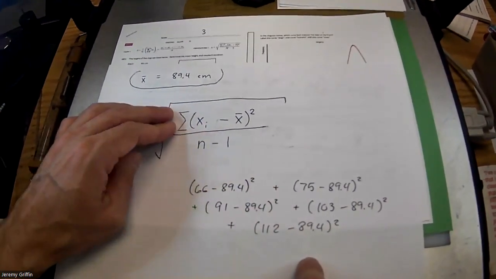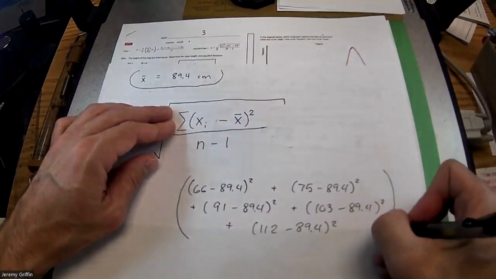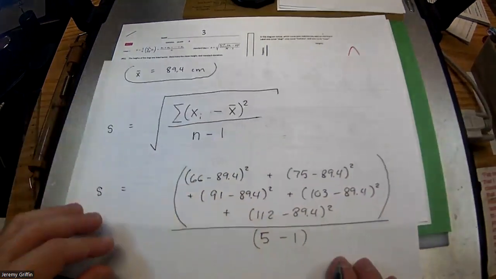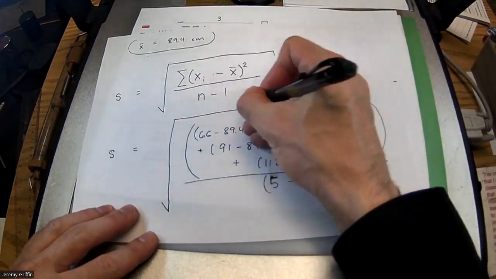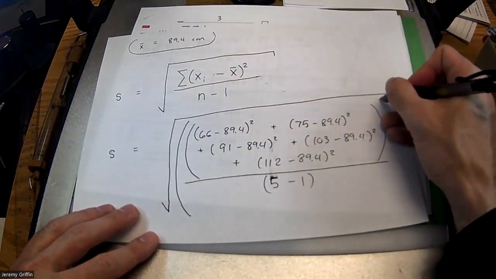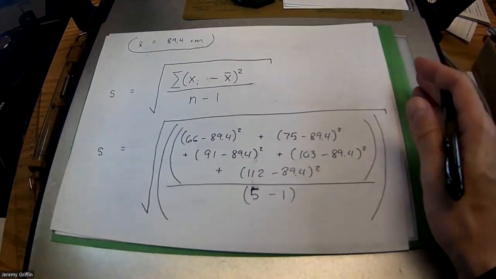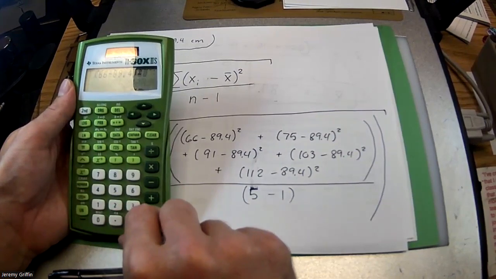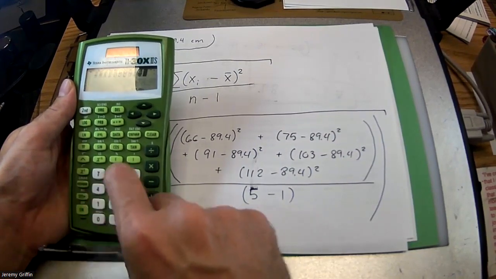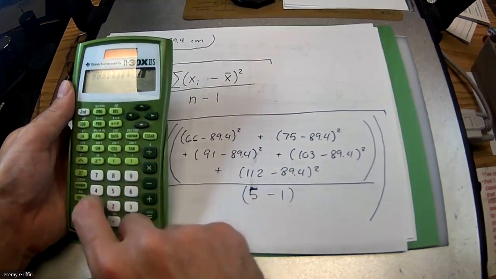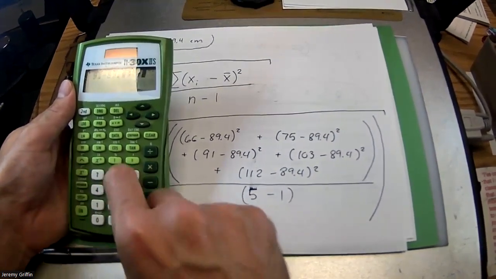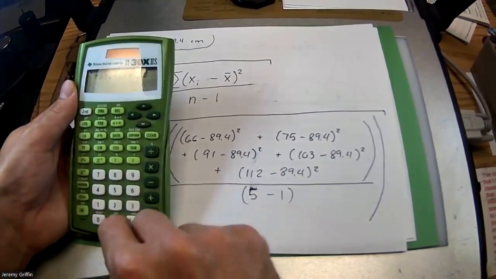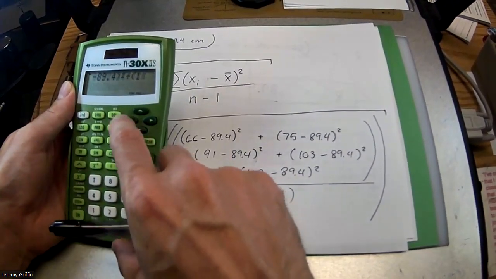I've just added them all up, so that takes me to the sigma. I'm going to divide that by the number of dogs minus 1. I had 5 dogs, so 5 minus 1, divide by 4. And then finally, I'm going to take the square root of all that. If you like, you can chunk that into smaller steps in your calculator. So that minus that squared plus that minus that squared plus that minus that squared plus that minus that squared plus that minus that squared. Oh, whoops, ran out of room here.